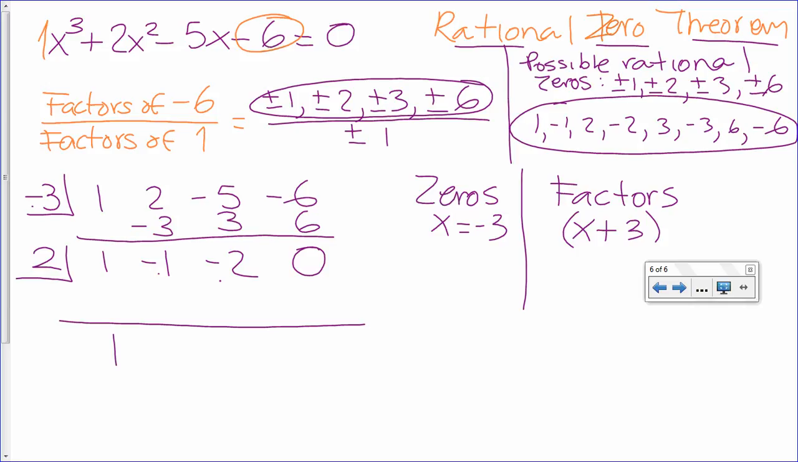Drop the first number. 2 times 1 is 2. Negative 1 plus 2 is 1. 2 times 1 is 2. 2 minus 2 is 0. Yes, you were right. So if the 0 is x equals 2, what is the factor?